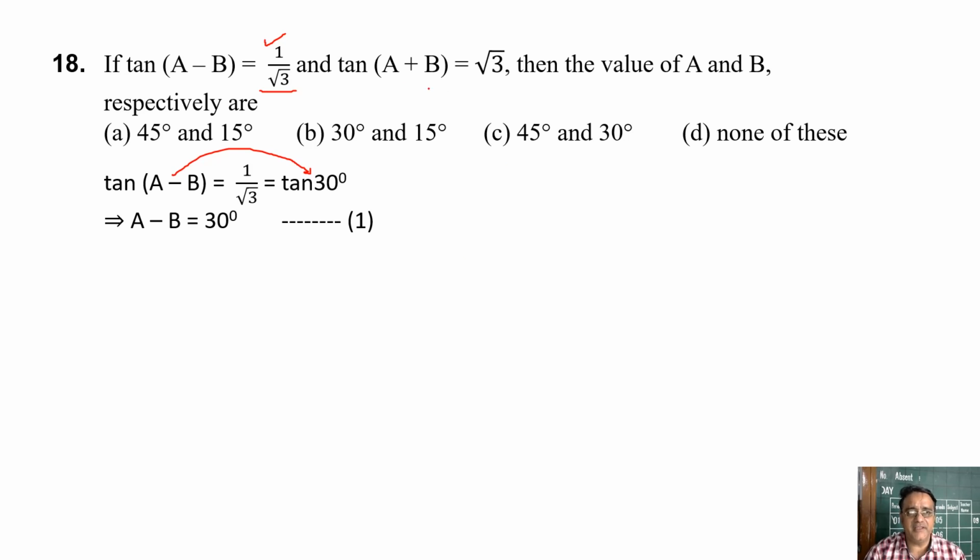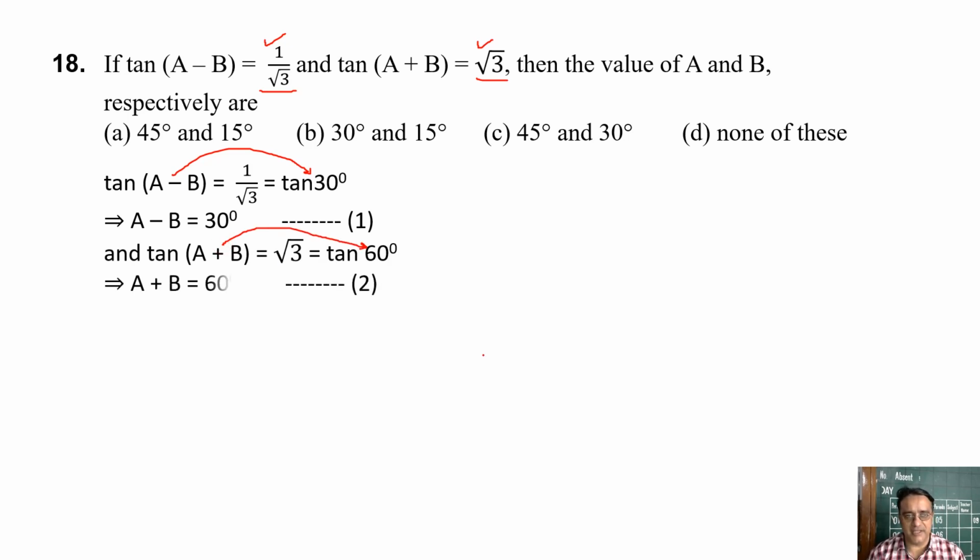Now the next one is given tan of a plus b is equal to root 3. So tan में root 3 कब आता है? 60 degree, right. So we can equate a plus b with 60 degree. So we'll get a plus b is equal to 60 degree. Let it be equation number 2. Now we are going to add equation 1 and 2. जब ऐड करेंगे तो माइनस प्लस माइनस भी कैंसिल हो जाएगा. So we'll get 2a is equal to 90.